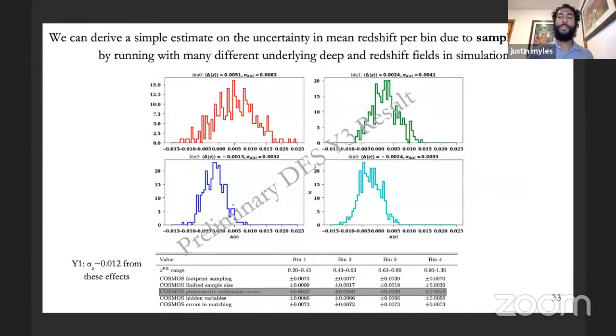And this is about sample variance in the deep field. We can derive a simple estimate of the uncertainty in the mean redshift per bin due to sample variance by doing what I said earlier we did.